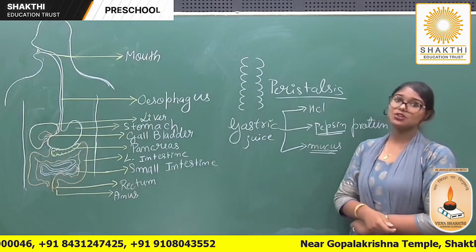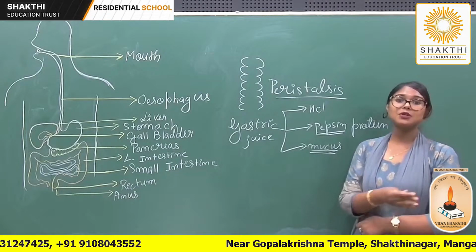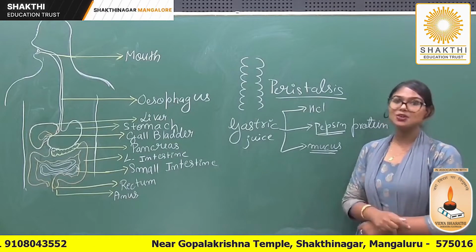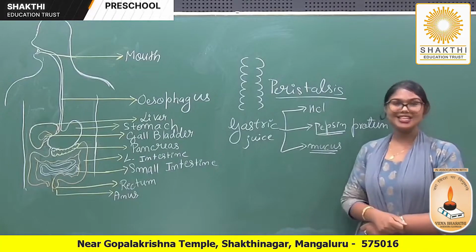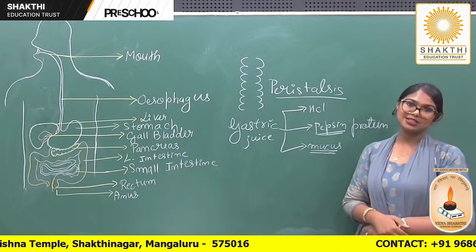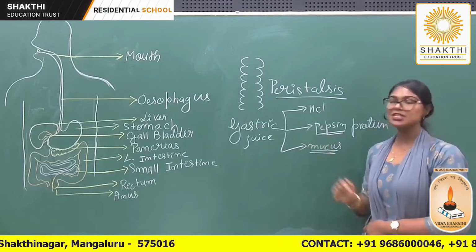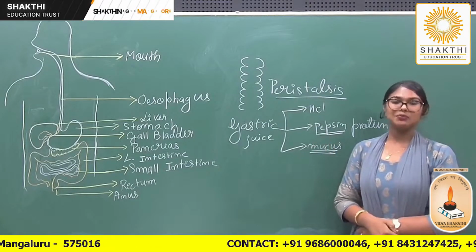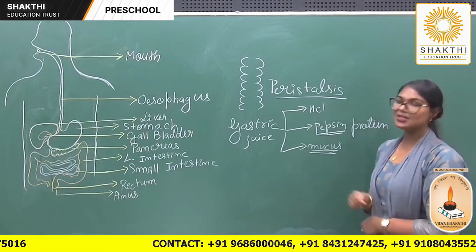HCl is a very strong acid, pH somewhere between 0.8 to 1. Very strong. So when such strong acid is there in the stomach, we need protection. That protection is given by the mucus. There we have finished about the stomach. Next, we shall proceed into the intestine.